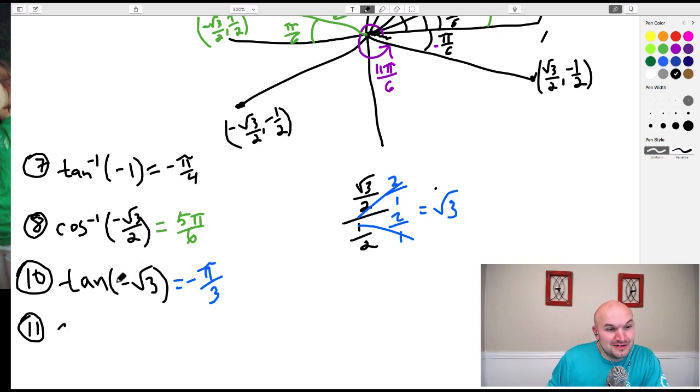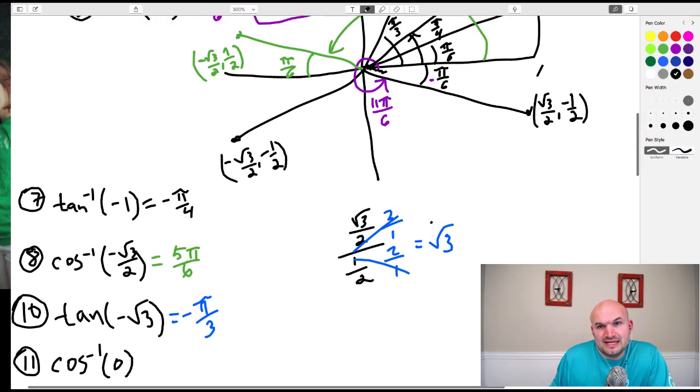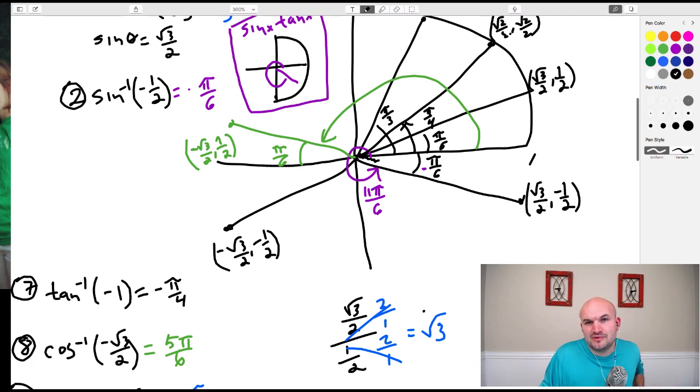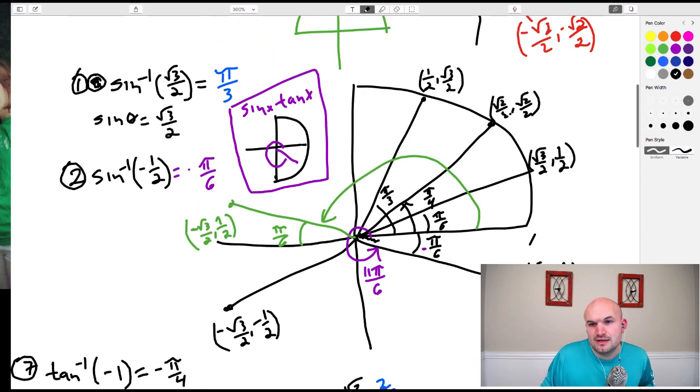So the second last one is cosine inverse of 0. All right, so again, let's look at the unit circle. What angle, when we take the cosine of that angle, gives us 0? Now, I didn't put these down here. I should probably do that. So remember, this coordinate point here is (1, 0). And this coordinate point here is (0, 1).